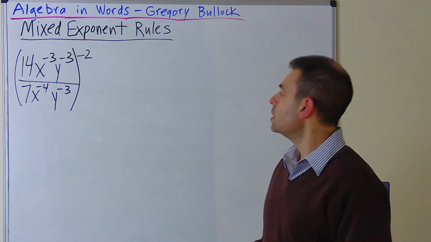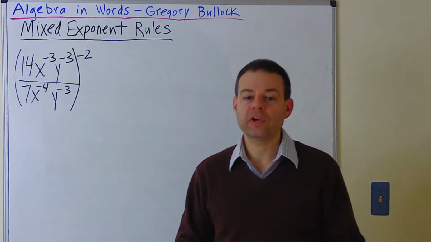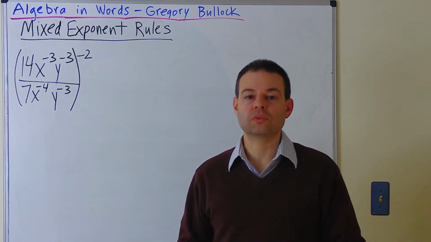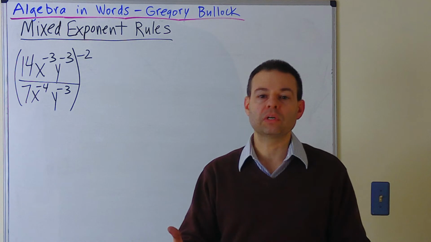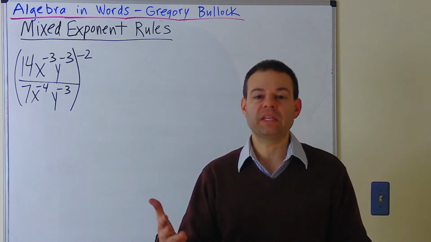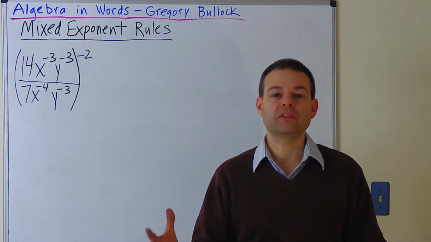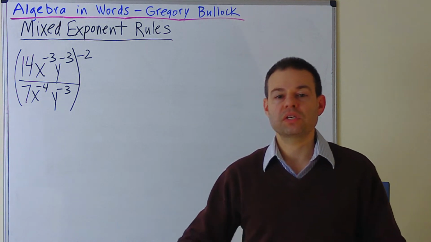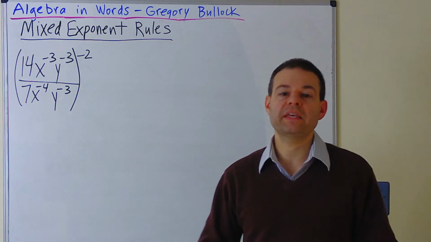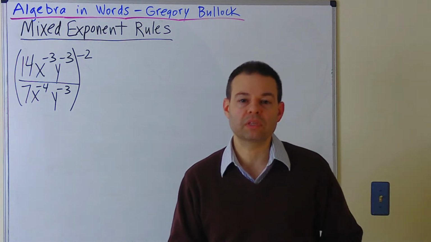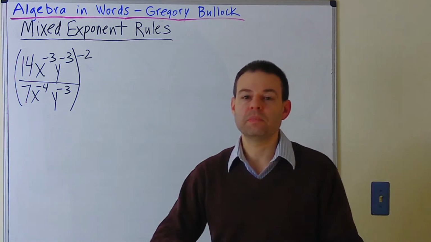I went over each of these individual rules: the product rule, the quotient rule, taking a power to a power, what to do when you have a negative in the exponent, as well as distributing an exponent. I went over them in the previous videos, associated under episode 109. You can find the episode list in the description box below for each of those subtopics. But as I said, this is mixed.